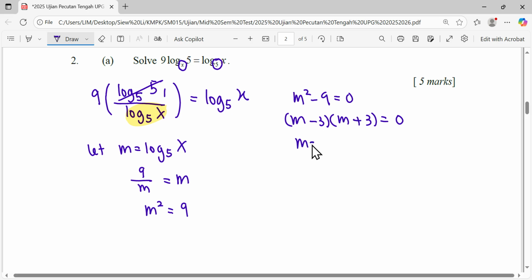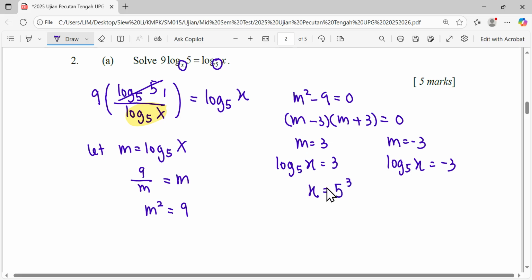So we have m is equal to 3 and m equals negative 3. Then we substitute back our m term. Actually, it is log 5x equals 3. Then when you want to get your x, we just unlog the base 5, we go to the opposite power. So that's why we will need our log in the base of the number. When you unlog, you just move your value to the opposite, you can get your x already.